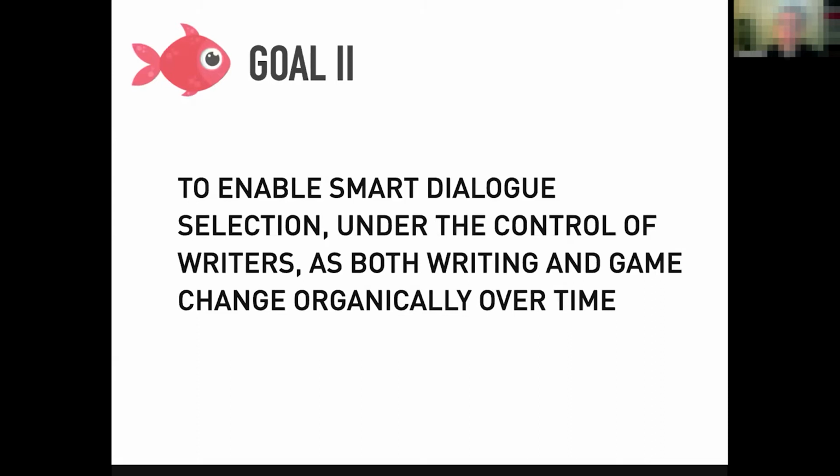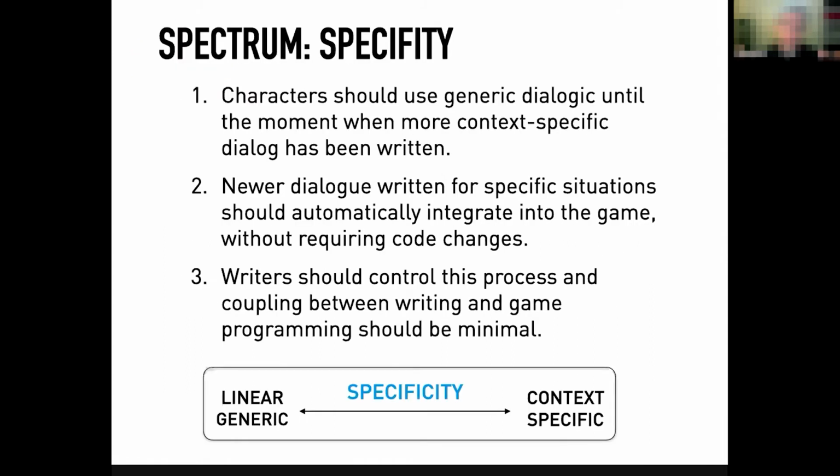Our second core goal was to enable smart dialogue selection under the control of writers, as both writing and game change organically over time. And by smart here, I simply mean the most contextually relevant fragment of dialogue for a specific game state. And here again, there's a spectrum or continuum of specificity. The idea being that we want to get a minimal game up and running as quickly as possible using generic dialogue, and then allow writers to craft more nuanced, expressive and situation-specific dialogue as the project progresses.